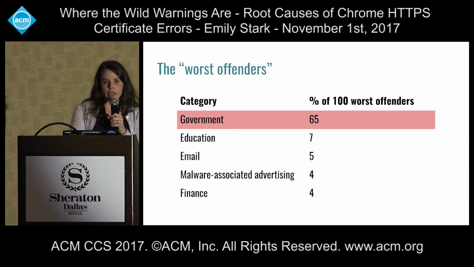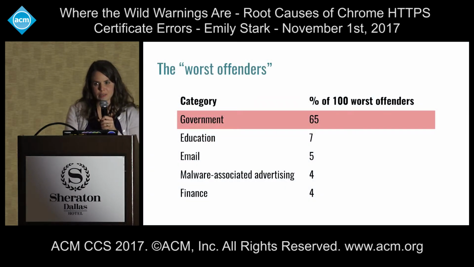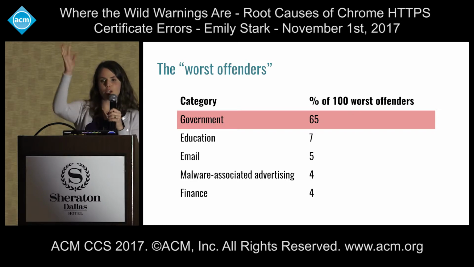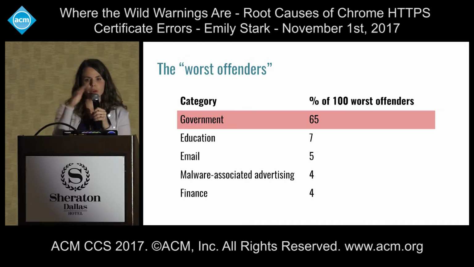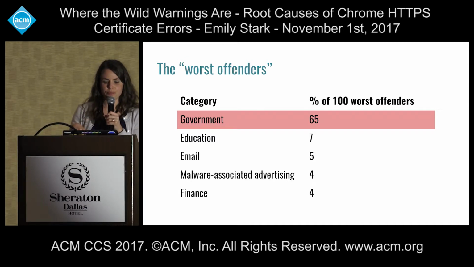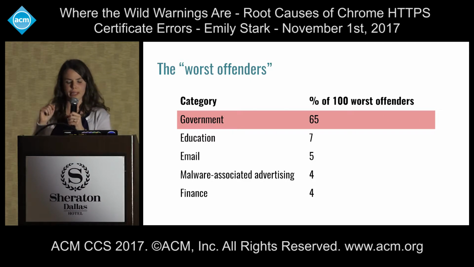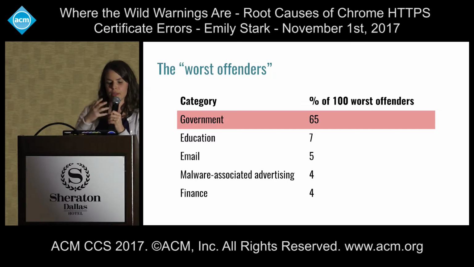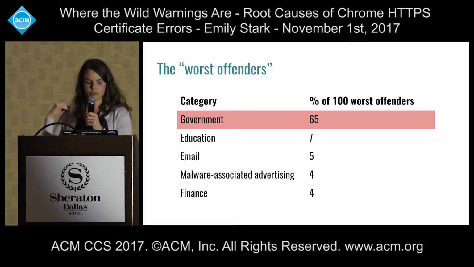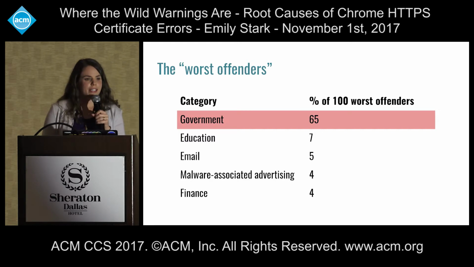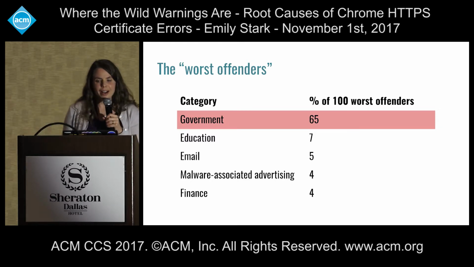So to do this, we took the worst offenders. What we did is we took all the reports that are pipeline labeled as caused by server misconfigurations, and we grouped those by domain name, and then we took the top 100 domain names. And then we manually categorized those into the categories that you see here and a few others. This is just the top 5. So as you can see, this just sucks a lot.